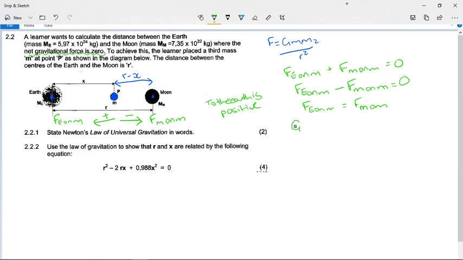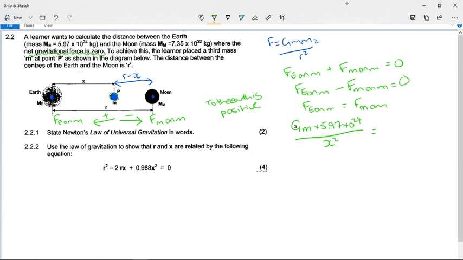So if we're looking at the Earth on the Moon's little mass, G is a constant, it stays there. M is the one little mass, and then the mass of the Earth is given in the question. So this is multiplied by 5,97 times 10 to the 24. And then this is over the distance R squared. But what is the distance between the centers of the Earth and this object M? It is this X over here. So this is over X squared. And this is now going to be equal to the force of the Moon on M over here.